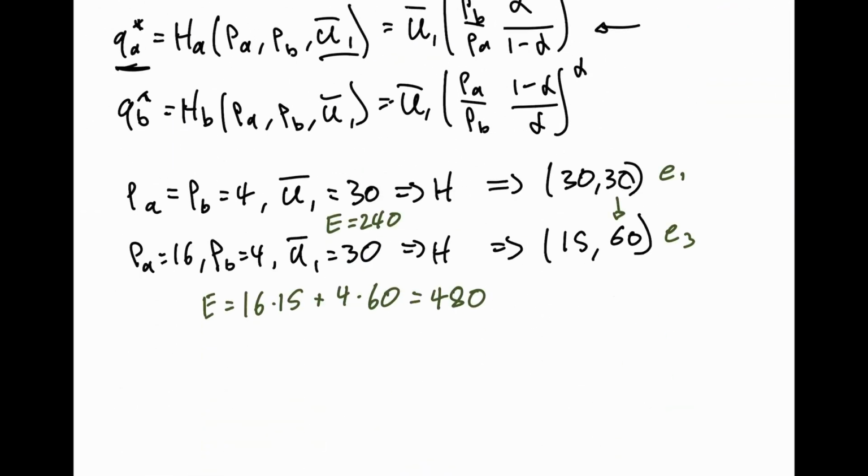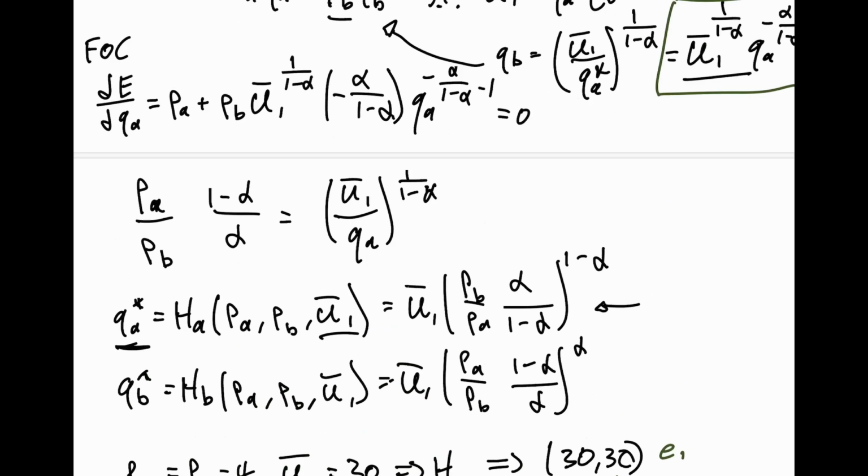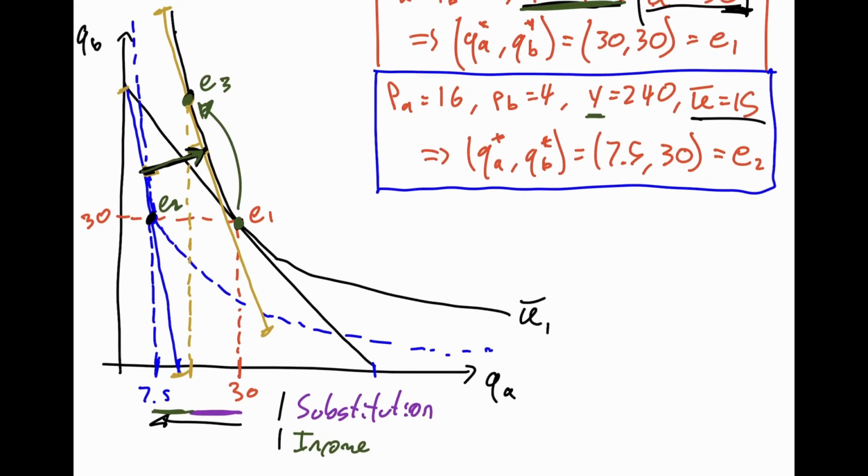And you can verify that's true. Okay. So our income has gone up, but we've also substituted. We've moved along the indifference curve so that our point of tangency between the marginal rate of substitution and marginal rate of transformation is the same. So our tangent point is further up the indifference curve.